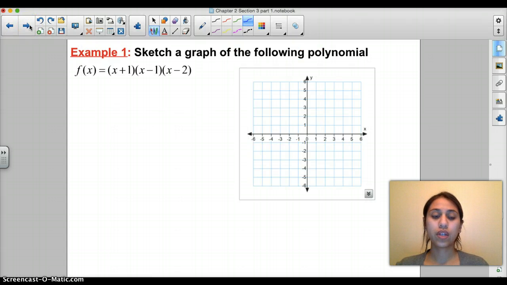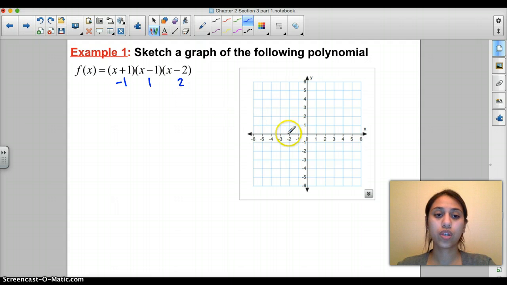Next, we have example 1. Sketch a graph of the following polynomial, f of x equals x plus 1 times x minus 1 times x minus 2. This is already in factored form, so all we have to do is find the zeros. I know that this is going to be a cubic polynomial because we have 3 roots here. If we set each of these equal to 0, we get x equals negative 1, x equals positive 1, and x equals 2.